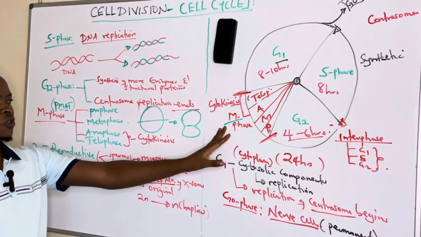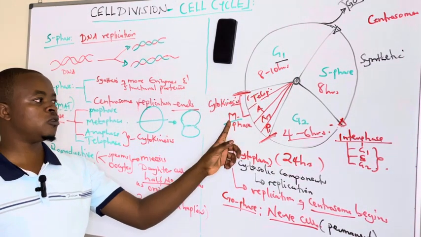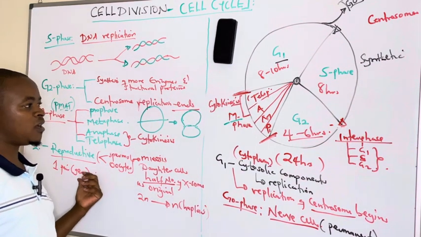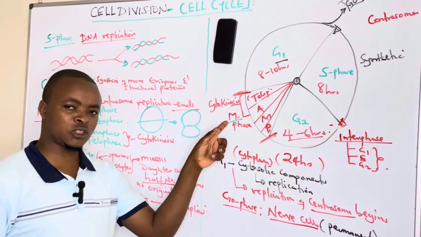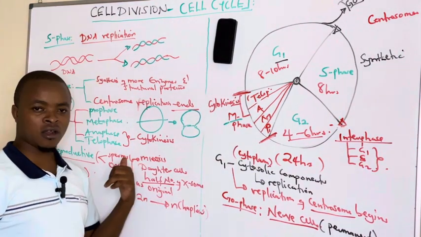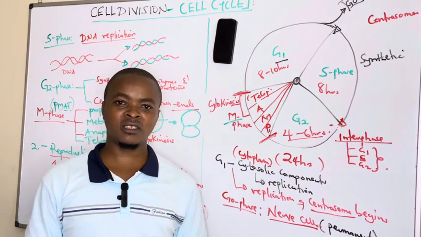So under M phase, if it is somatic cells, they undergo mitosis only. And if it is reproductive cells, they undergo both mitosis and meiosis to produce half the number of chromosomes of the original parent.